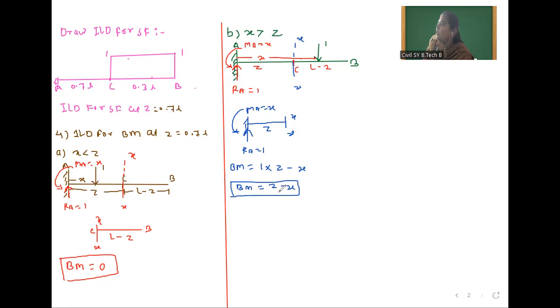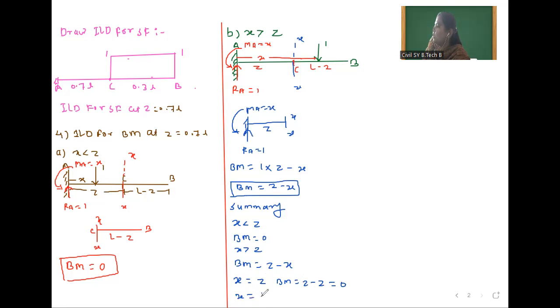Now we will put the value of X here, or we will write a summary here. Summary: if X is less than Z, then bending moment is equal to 0. And if X is greater than Z, at that time bending moment is equal to Z minus X. Now we will put X which is equal to Z. At that time bending moment is Z minus Z, which is equal to 0.